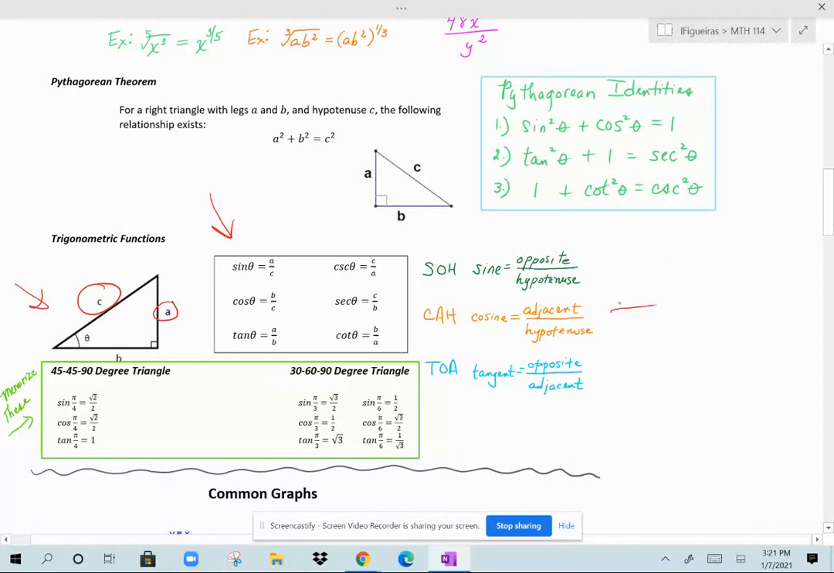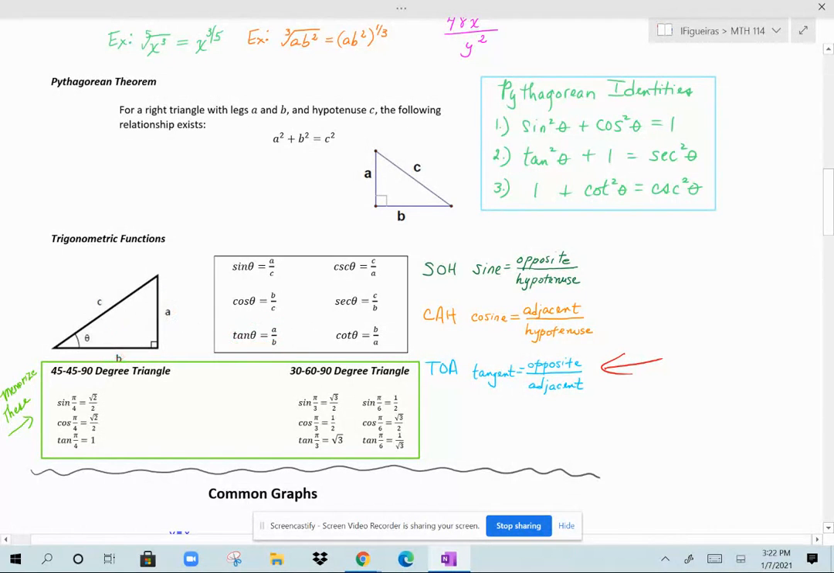Cosine is adjacent over hypotenuse. So adjacent to theta is the B right here. And the hypotenuse is C. So cosine of theta is B over C. And tangent is opposite over adjacent. So opposite of theta is A. The adjacent side is B. So tangent is A over B.